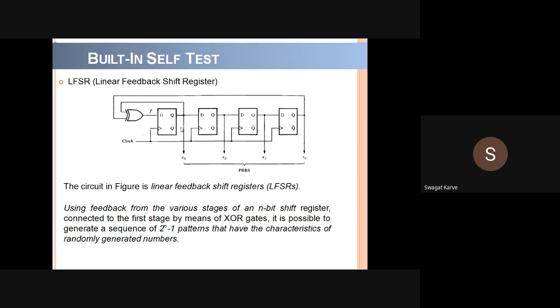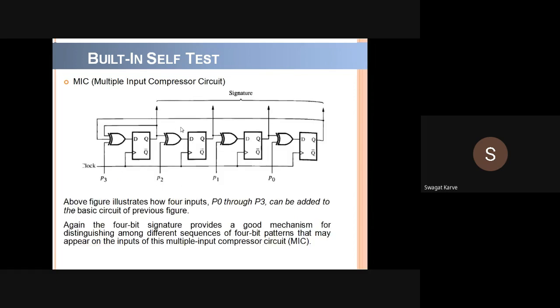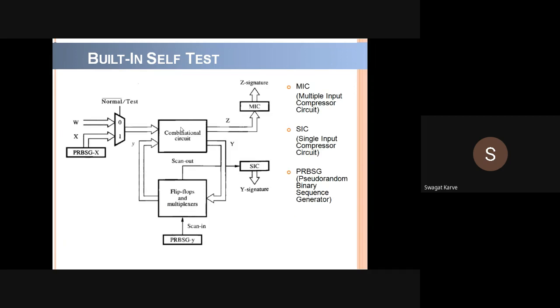Okay, and as it is a modulo 2 addition, that's why this circuit is known as a linear circuit. Now the next is signature analysis. Again, this single input compressor circuit and this multiple input compressor circuit are for your understanding. Actually this part is not expected in your syllabus, so you can just have a look at this.